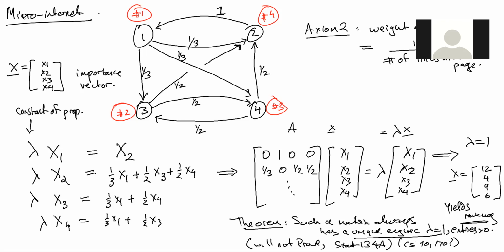The theorem is if you make a matrix like this out of any collection of links, 1 will be an eigenvalue, and it will have exactly one eigenvector, and all the entries in that will be positive, and therefore you can use it as a ranking vector, right? So this gives you the ranking.